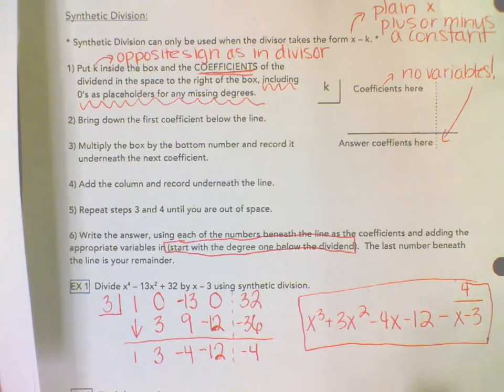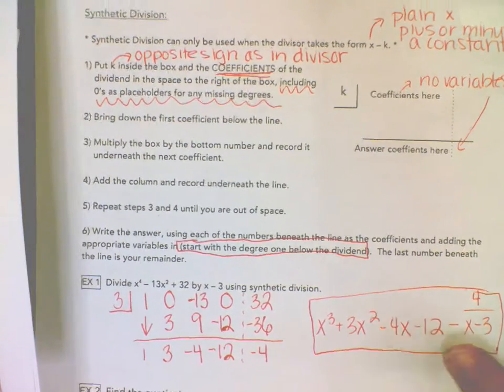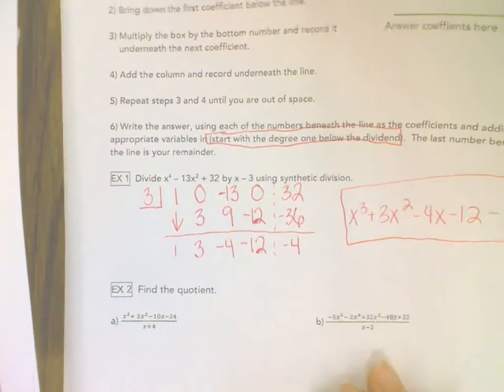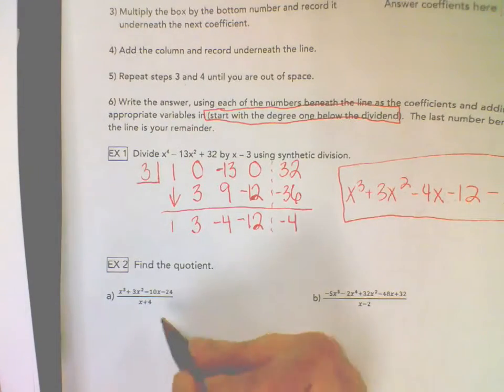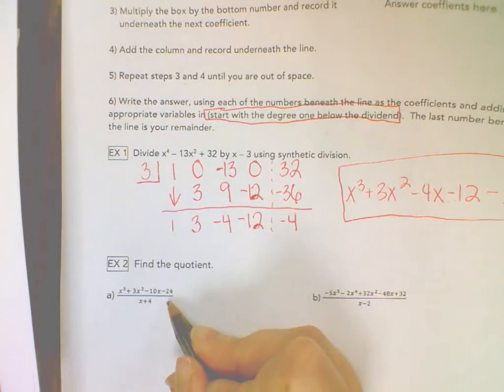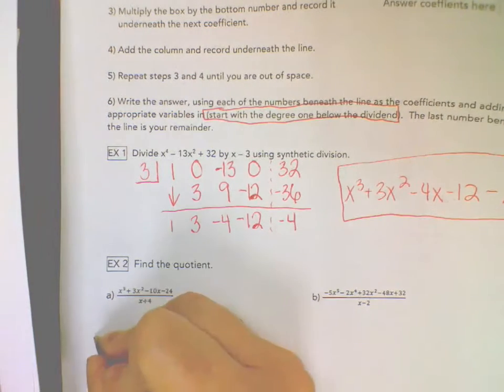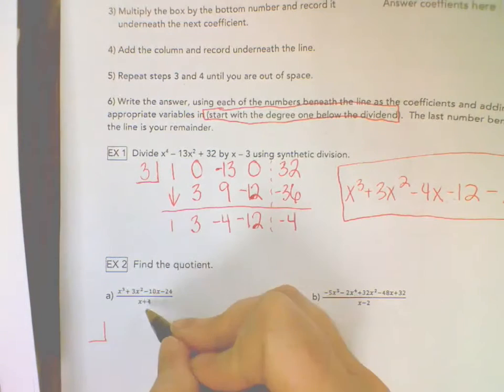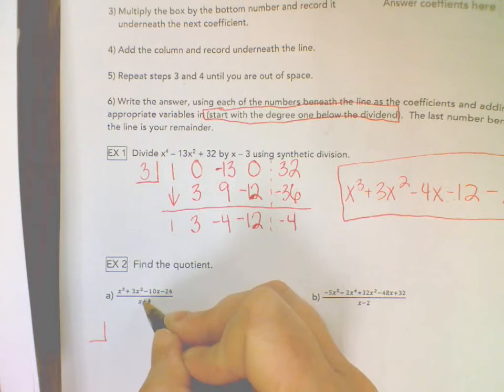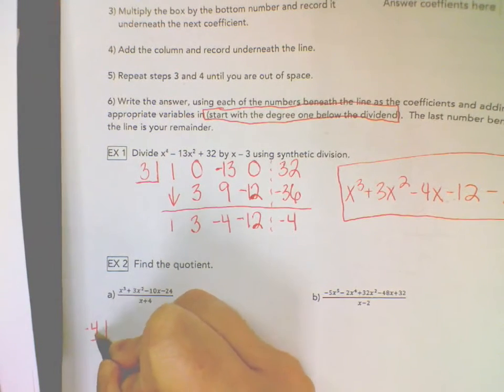All right, I'm going to do one more of those because those ones are super quick, unlike the long division. So, finding the quotient here. First thing I do is look at my divisor. It's x plus 4. So that means my box, I get this number, but with the opposite sign. So negative 4 goes in the box.